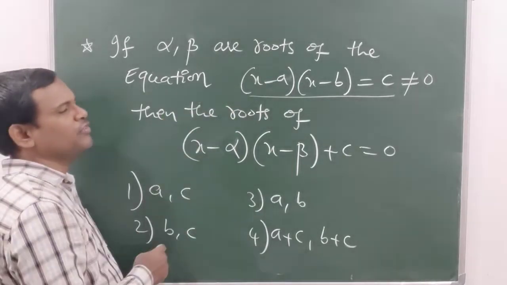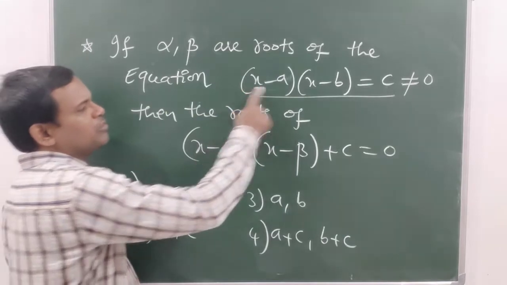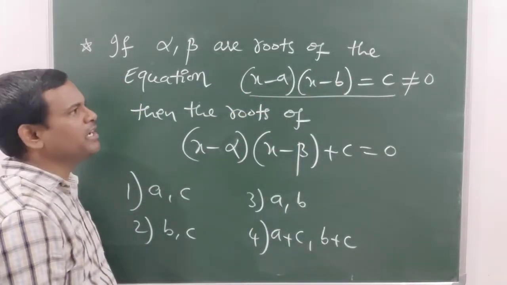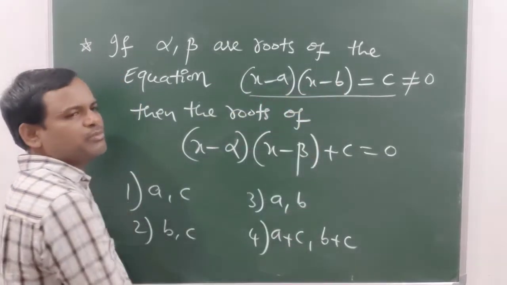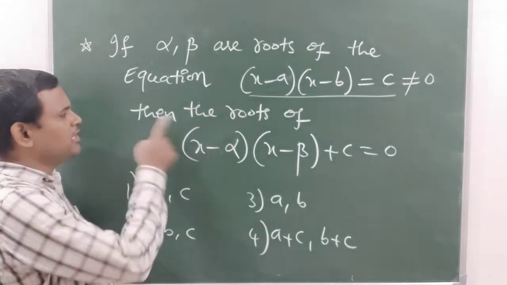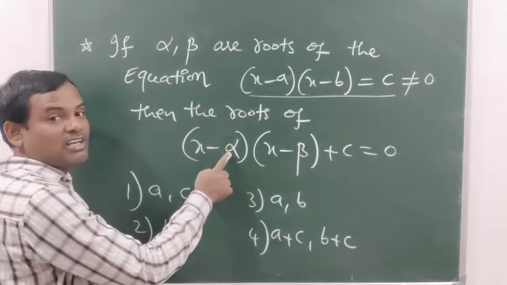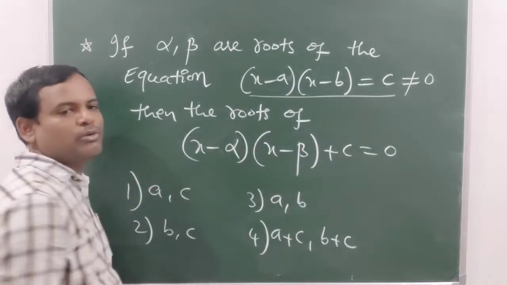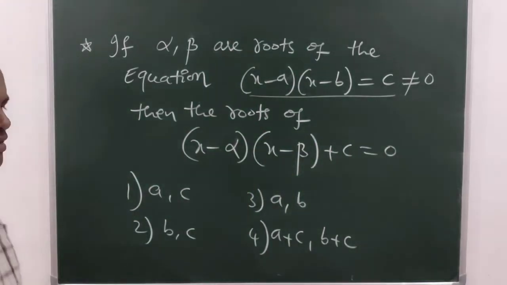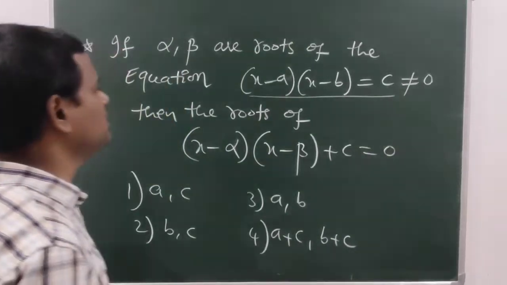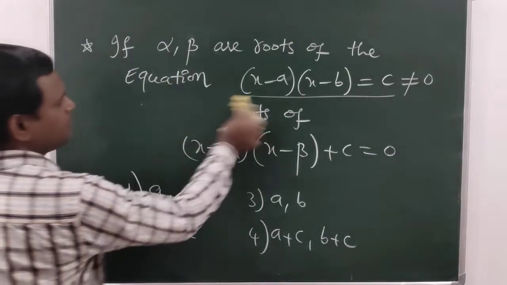Read the question carefully. Alpha, beta are the roots of this equation, (x minus a) into (x minus b) is equal to c. Then find the roots of this equation, (x minus alpha) into (x minus beta) plus c equal to 0. Okay? Now I explain you this. Follow me.